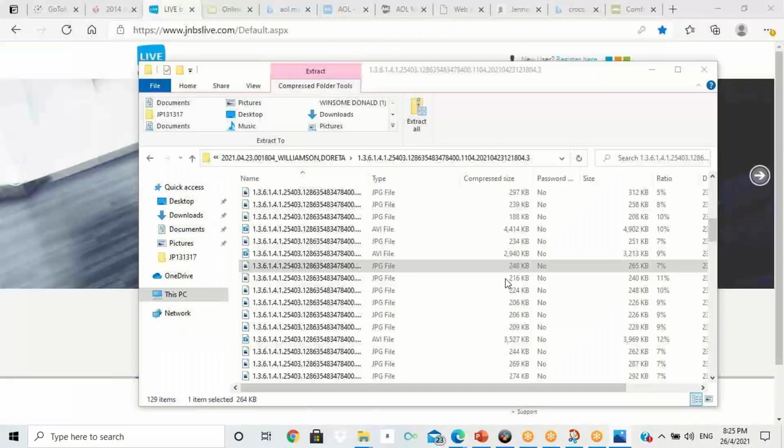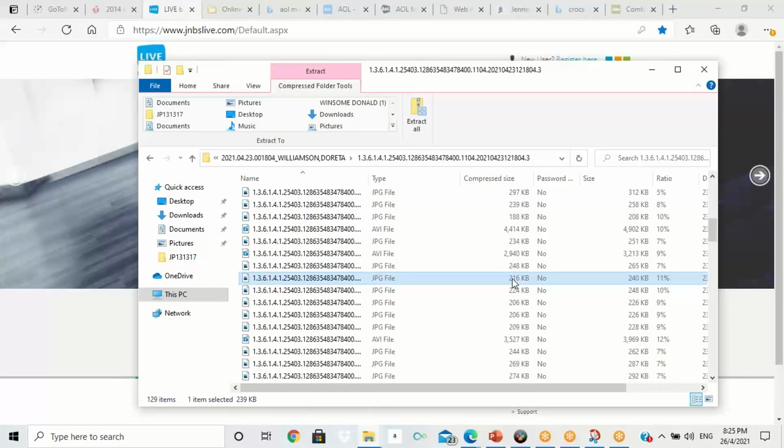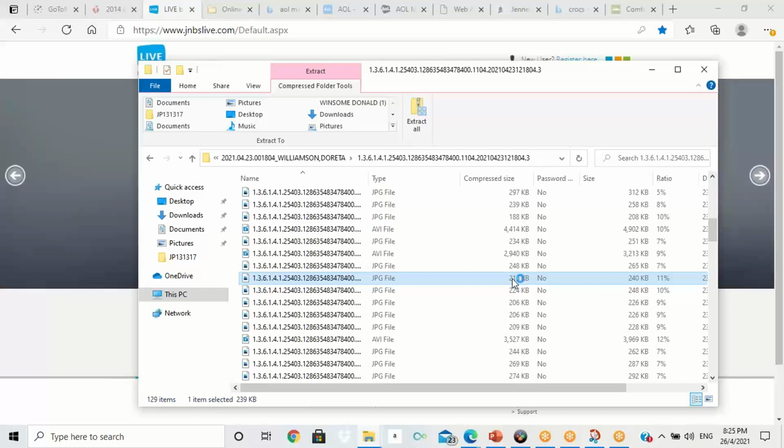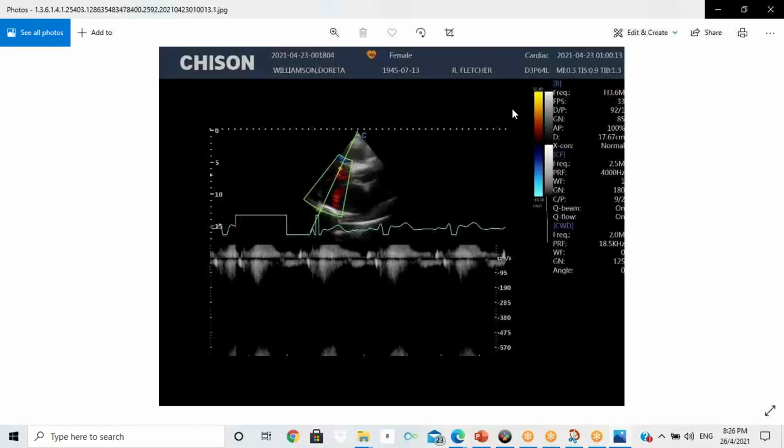So the color will identify that you have tricuspid regurgitation. Then your next approach is to quantify the tricuspid regurgitation, and you will learn how to do that once you can scan.